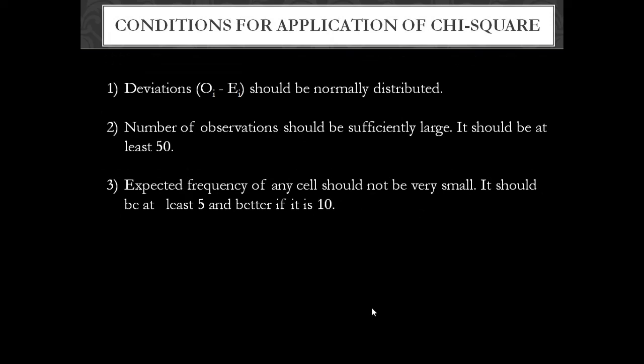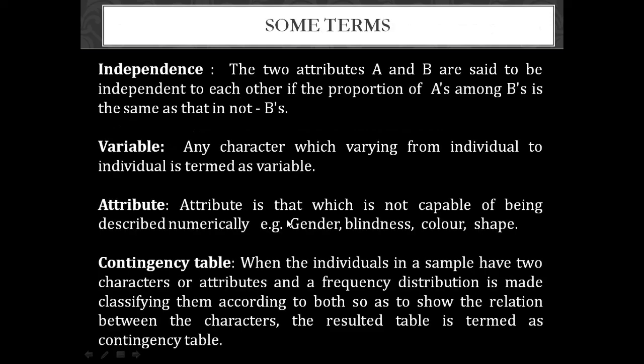Now here also we have to apply certain conditions before we go for the chi-square. First, the deviation between observed and expected frequency should be normally distributed. The number of observations should be sufficiently large, better if it is at least 50. Then the expected frequency of any cell should not be very small. It should be at least 5, better if it is 10.